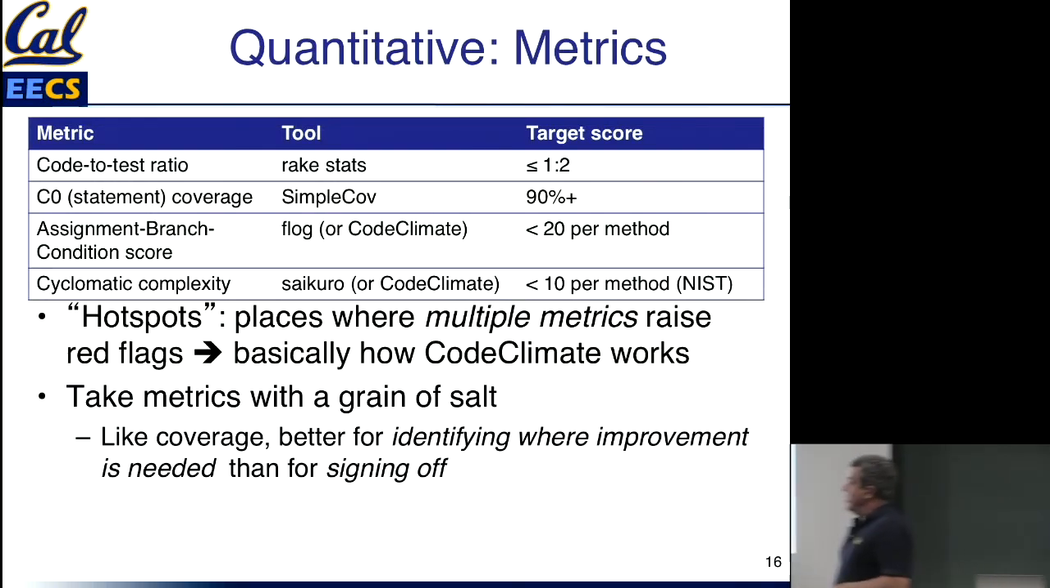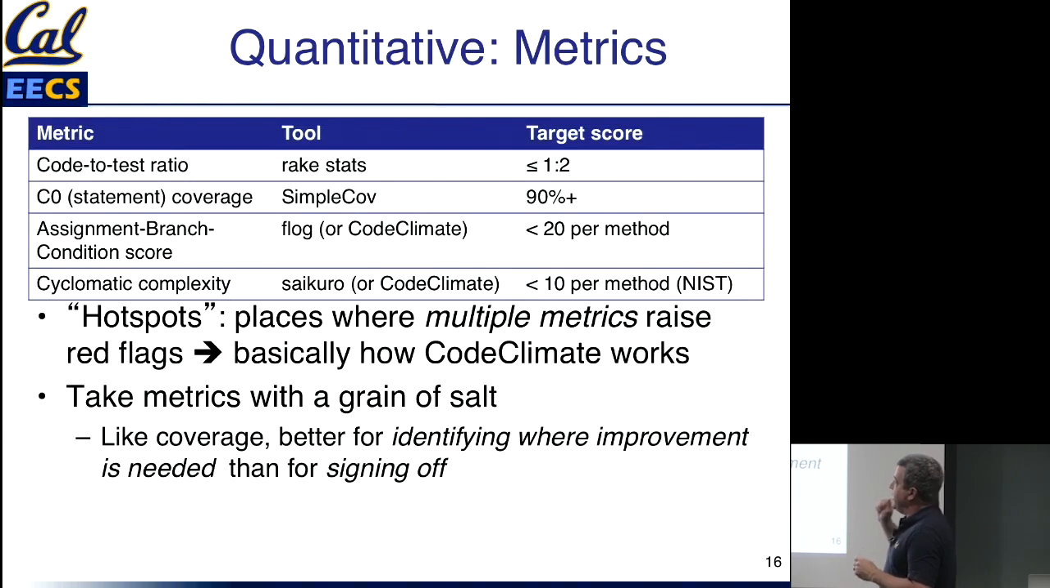Static metrics, the code to test ratio, and test coverage, we talked about those things. Those are quantitative measures that tell you something about how good your testing is. We've looked at 2 different ways to calculate the complexity of a piece of software, the complexity of a function.